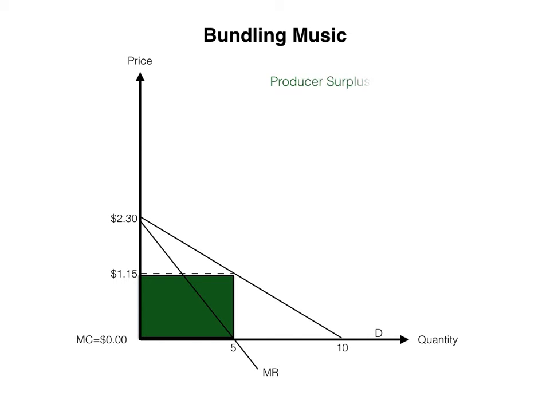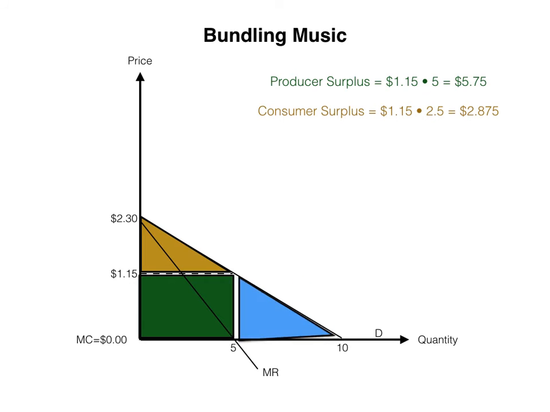The consumer buys 5 songs. This is the producer surplus because it's also the producer's total revenue. But the producer is giving up some things. He's giving up consumer surplus here. This is the added value to consumers from buying the 5 songs that does not go to the retailer. And they're also losing this area here. This is gains from trade.